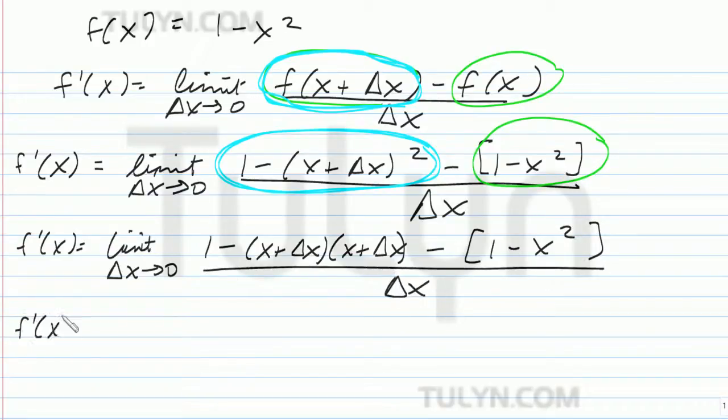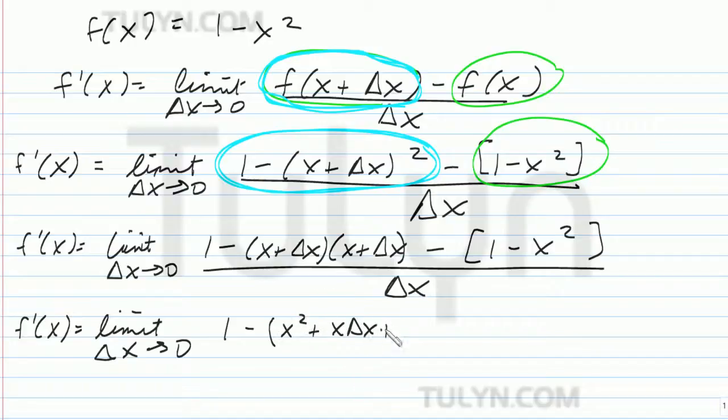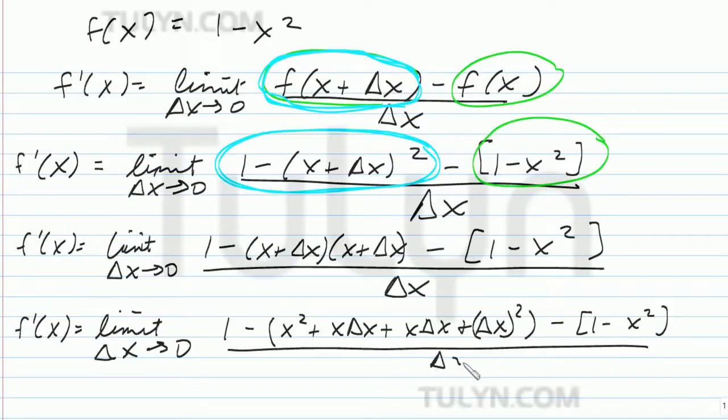So f prime of x equals the limit, delta x approaches 0. So now just FOIL: 1 minus (x squared plus x delta x plus x delta x plus delta x squared) minus (1 minus x squared) all over delta x.